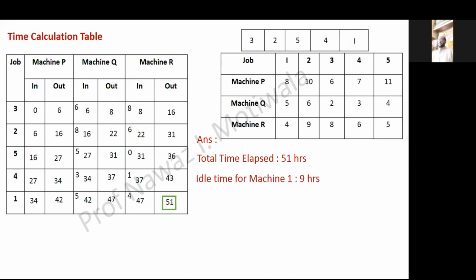So finally I will write: idle time for machine 1 is 9 hours, idle time for machine 2 is 31 hours. See, this is the mistake which students make. They forget to add this 4, which comes from 51 minus 47. And lastly, idle time for machine 3 is 19 hours. So this completes the solution.